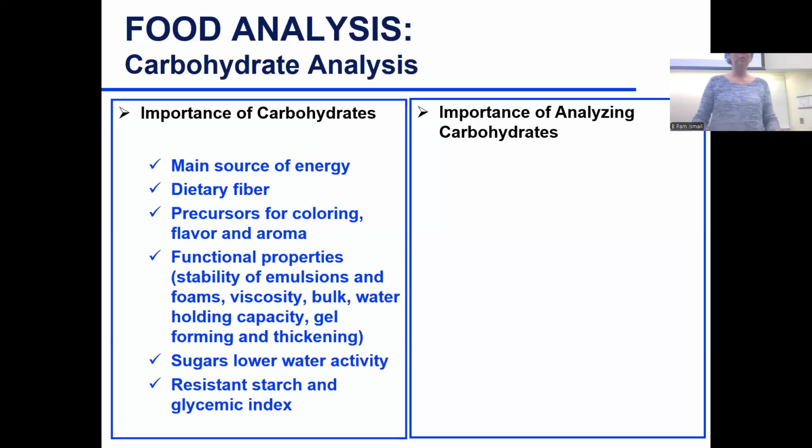The other one here is resistant starch and glycemic index. And this is important because we talked about retrograded starch, for example, which resists digestion. So what are the 4 types of resistant starch? College Bowl question. Can you tell me one type of resistant starch? We just talked about one type.